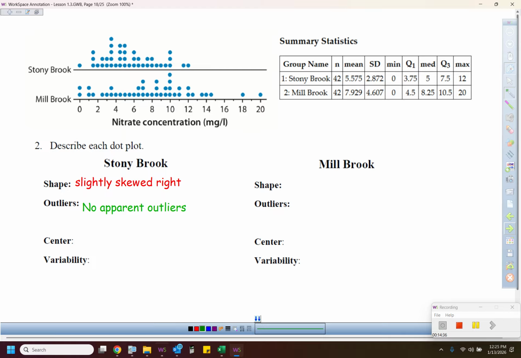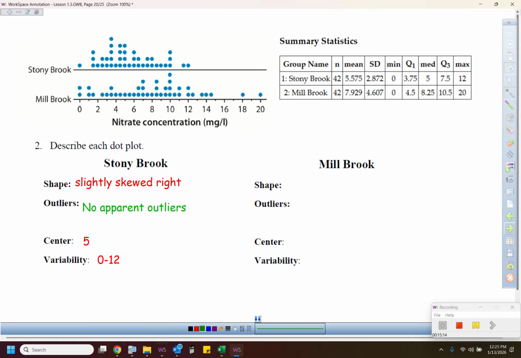Now, center and variability, don't get that wrong, because it's in what's called summary statistics. The center is the mean. Variability just goes low to high. So low to high, what would that be? Or what is high? Yeah, 0 to 12. The nitrates that they measured in Stony Brook varied from 0 to 12. Some spots they found 0, some spots 12.